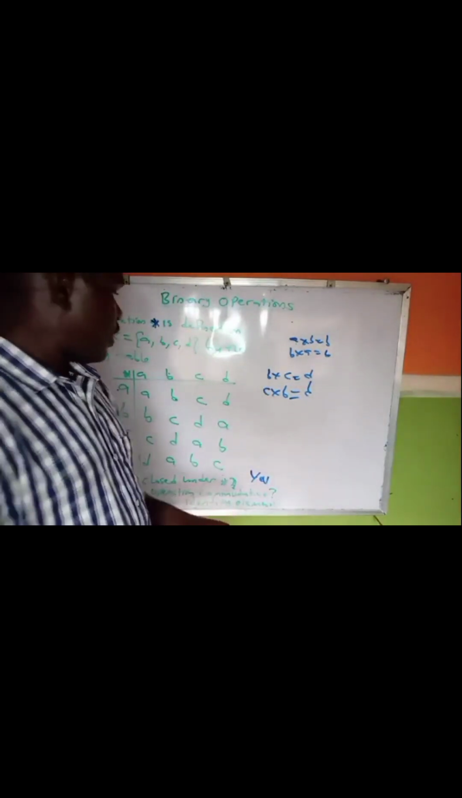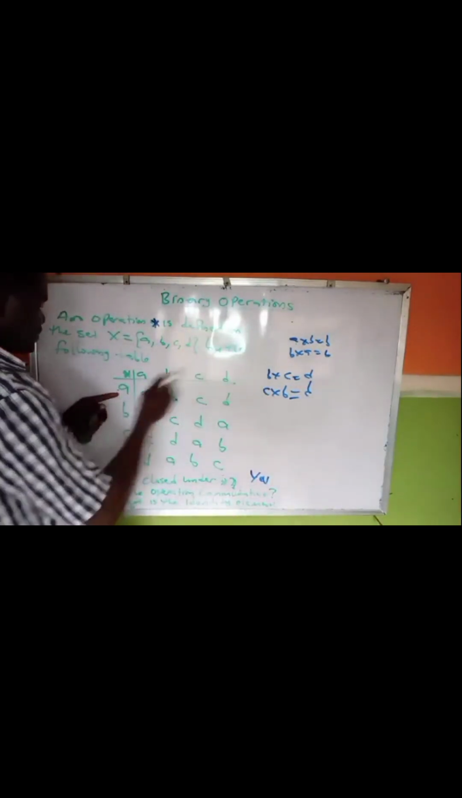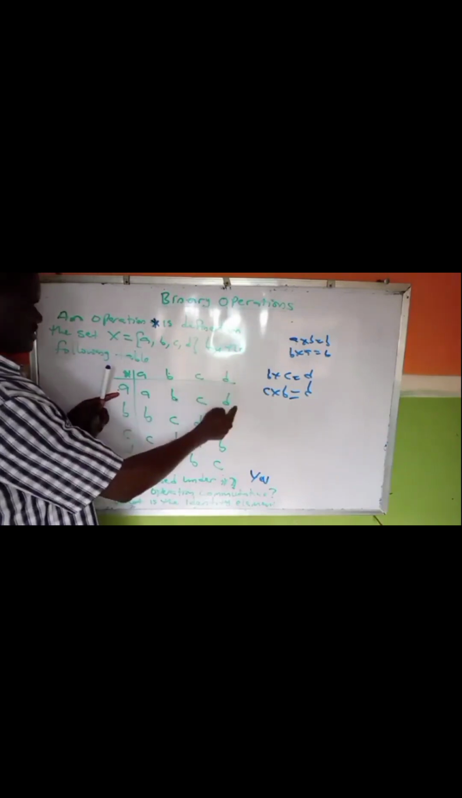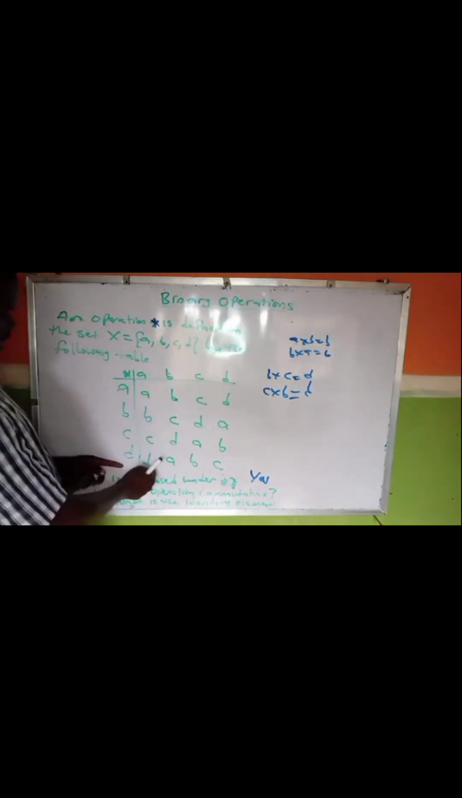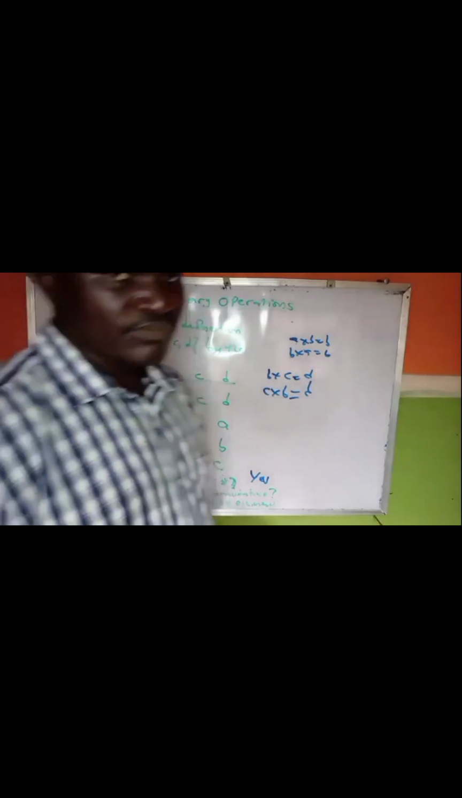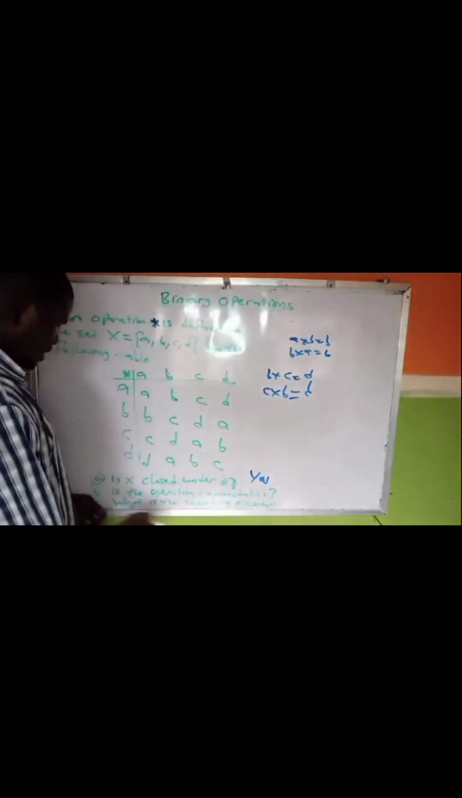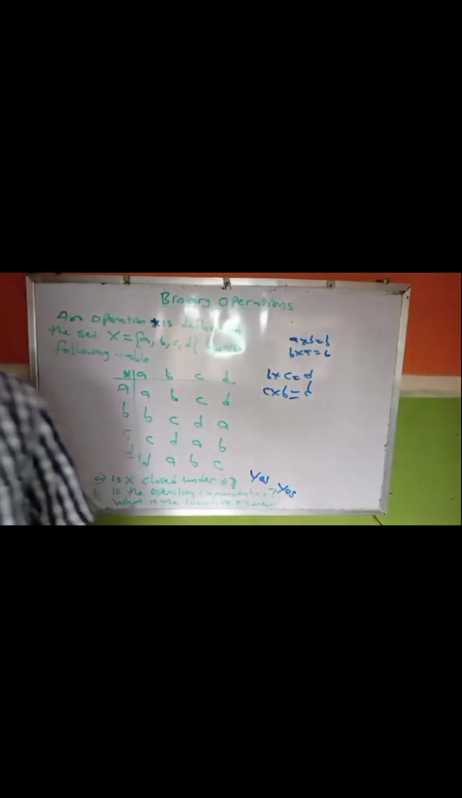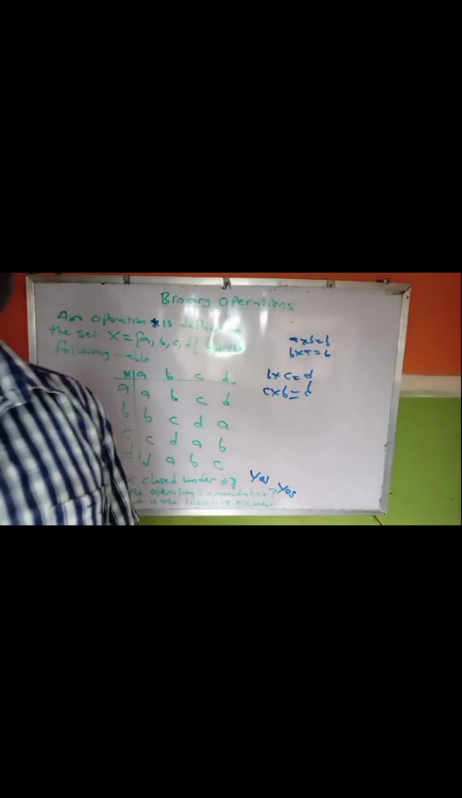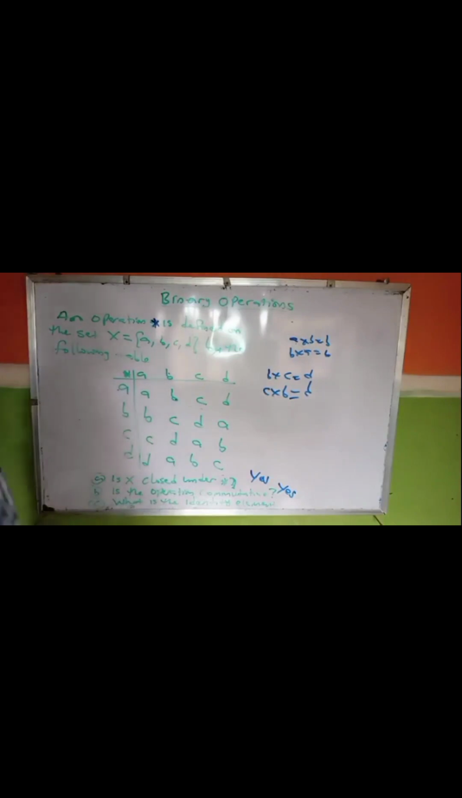Even if we check another one, take A and D. So A times D is D. So let's check D times A. D times A is D. So it's commutative. So the answer here is yes. Then what you have here also is to say what is the identity element.